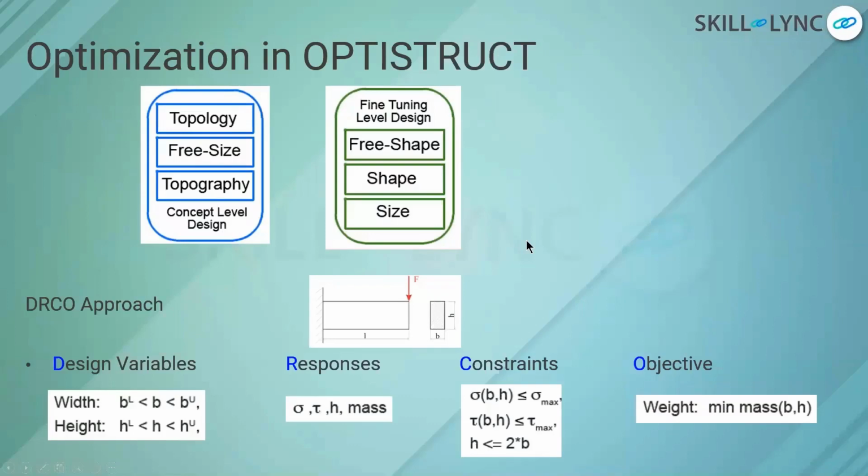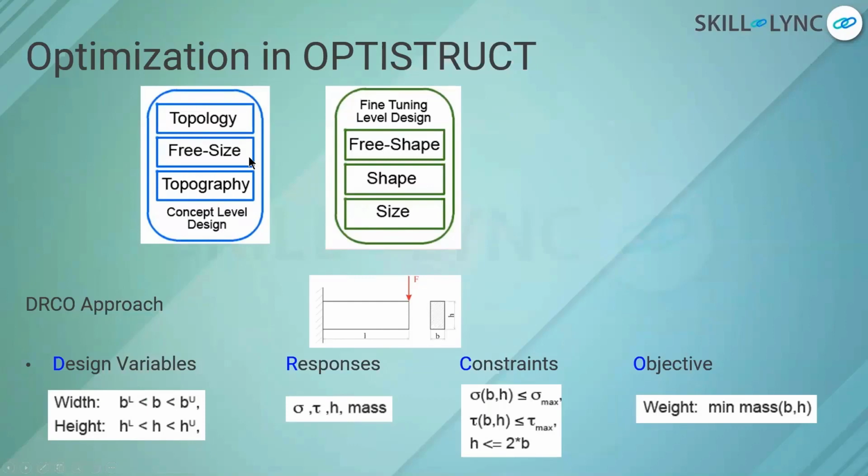We come to the last topic of today's webinar here, which is the optimization in OPTISTRUCT. So OPTISTRUCT, what does it do? OPTISTRUCT is the solver in the Altair suite of programs. As I said earlier, there is concept level design or initial design, which is mainly topological design. Within OPTISTRUCT, they also have free size and topography optimization.